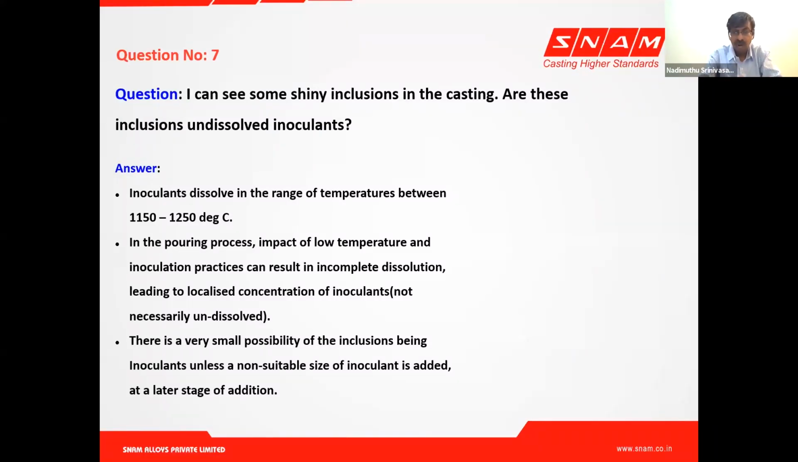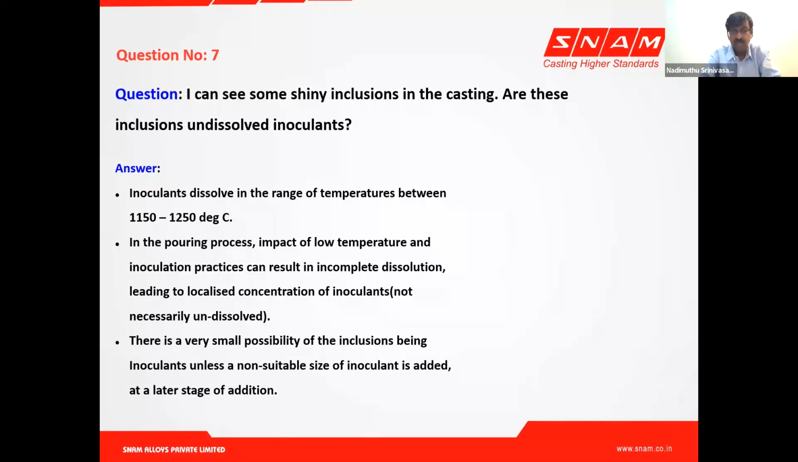The way the alloying is done, a ferrosilicon-based inoculant should dissolve below the liquidus temperature of the chemical composition of the metal you are pouring. So there is very small possibility of the inclusion being inoculant unless an unsuitable size is used. You use a very big size in a small treatment ladle, or you add it very late, so that the temperature of the molten metal is at TL, and by the time you add the inoculant, it starts solidifying. Only in such a case can it happen.